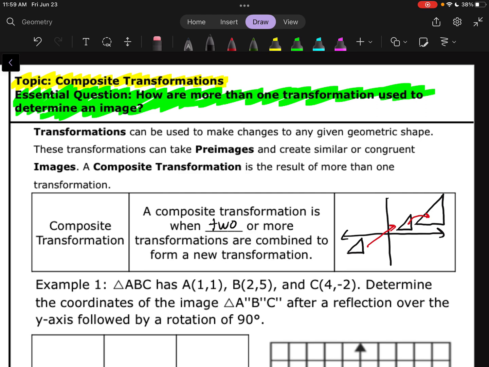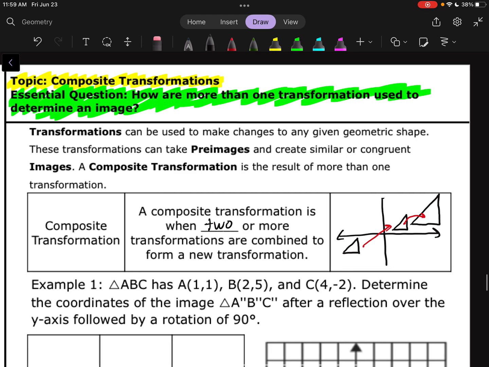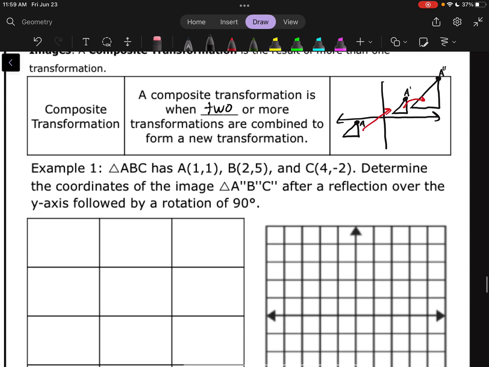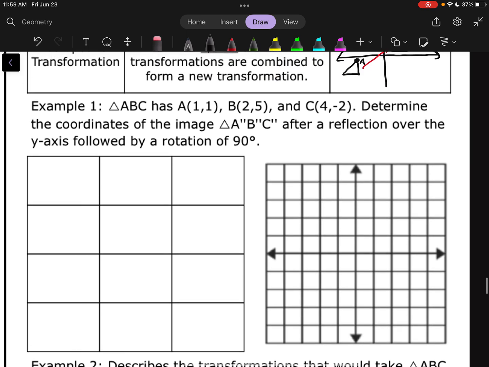Now, in case we wanted to track some points here, if this was point A, then this is going to be A prime. And if we do more than one transformation, we tack on even more prime notation, so that'd be A double prime. This can get a little wacky at times, but let's take it one step at a time and see what we can do on example one. Example one's got some points here. Let's get those down.